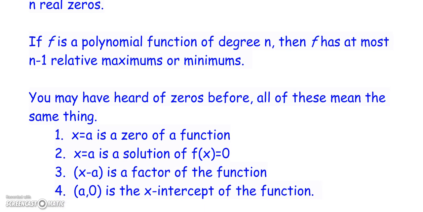What that also means is if a function has a degree of n, let's say the degree was 5, well, then there's only going to be at most 4 changes of direction, or 4 maximums or minimums total. That's maximums and minimums combined. All right? And that's up to. So you should never be changing direction more times than that.